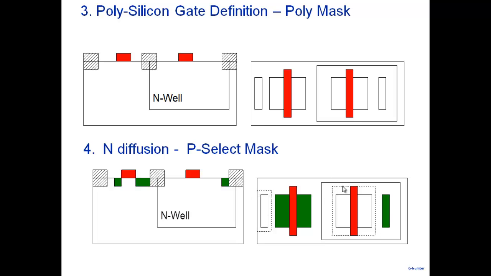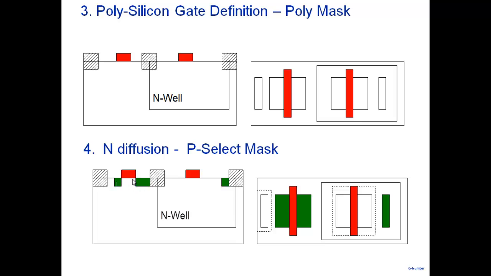So what I'm doing through this masking step is protecting these areas. I'm protecting these areas and I'm protecting these areas, and then if I do ion implantation, it will go only in these regions. We'll create these N plus regions: N region here, N region here, N region here. Otherwise, the rest of the regions are protected.